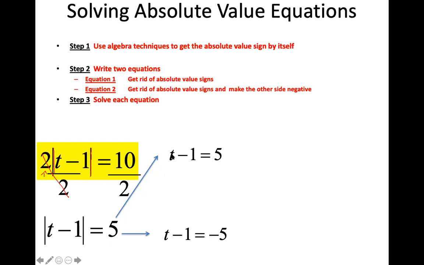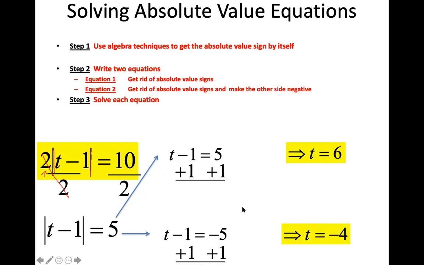Solve each one separately. The top one, what? We add 1 to both sides. So t is equal to 6. Second one, add 1 to both sides. That would be negative 4. So my two answers are either t could be 6 or t could be negative 4. 6 or negative 4 makes this true.